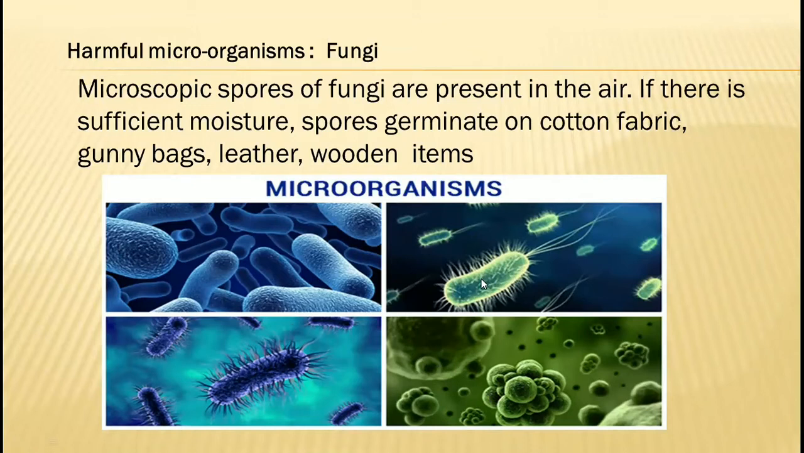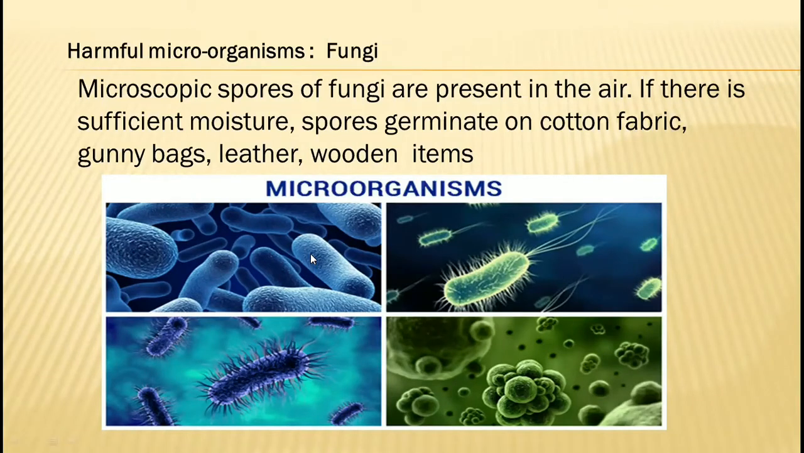Some fungi are rod shaped. Again, some show hairs, and some show rounded shapes. These are the different types of fungi present on your different articles. Then some fungi grow on your food, some fungi grow on wood.